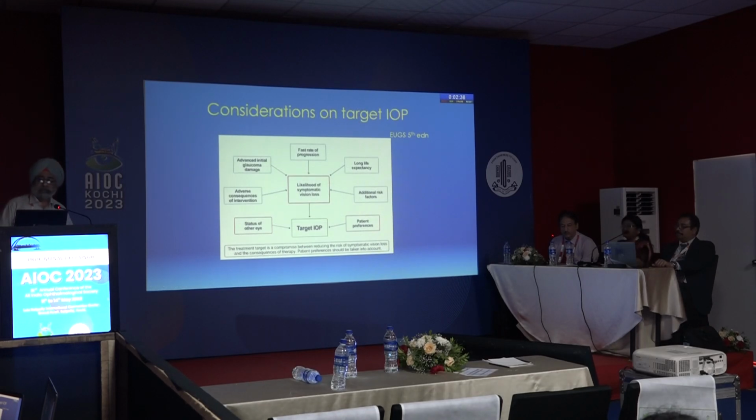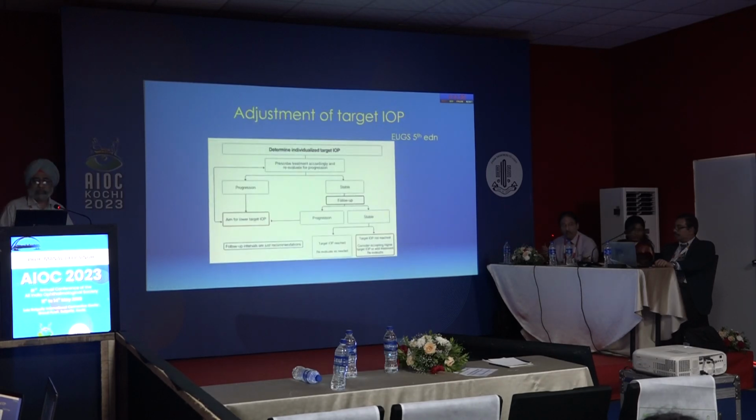In considering target intraocular pressure, the likelihood of symptomatic visual loss is what we have to assess, and we have to see the adverse consequences of intervention. The advanced initial glaucoma damage, the fast rate of progression, the long life expectancy, the additional risk factors, all these things, if present, reduce the target IOP. Based on these, we decide the target IOP, and the status of the other eye is also sometimes a factor in the decision. And of course, the patient preferences, the timings, and all those things have to be taken care of.